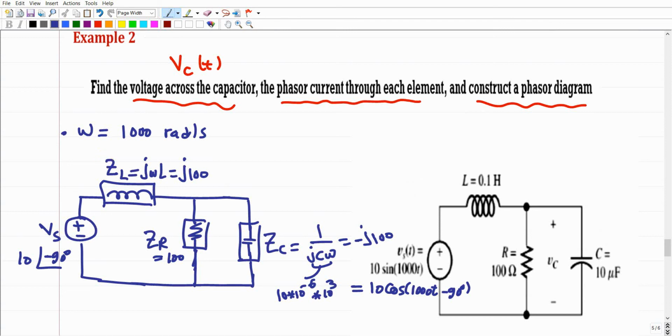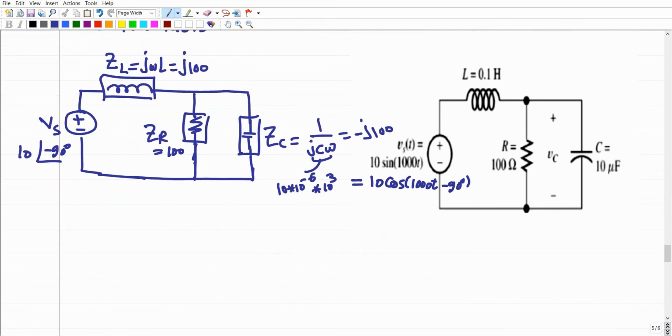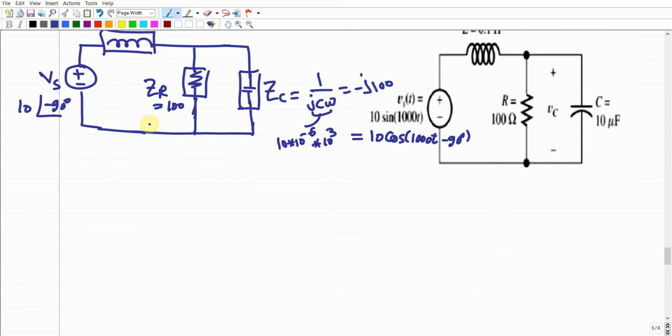It is required to find the phasor current through each element, or in other words, we are interested in the current over each element. So for this one, it is recommended to apply the Kirchhoff current law, the Kirchhoff voltage law, and Ohm's law to this electrical circuit.